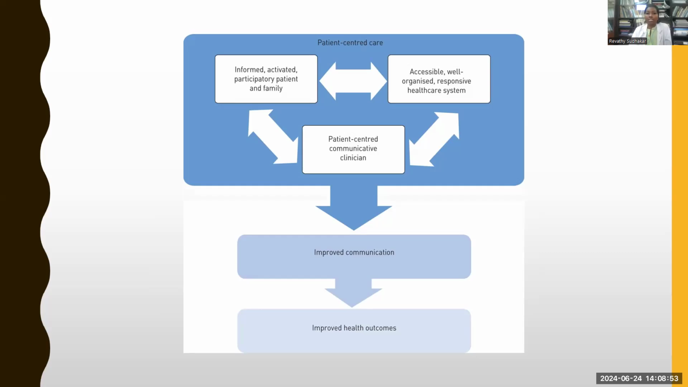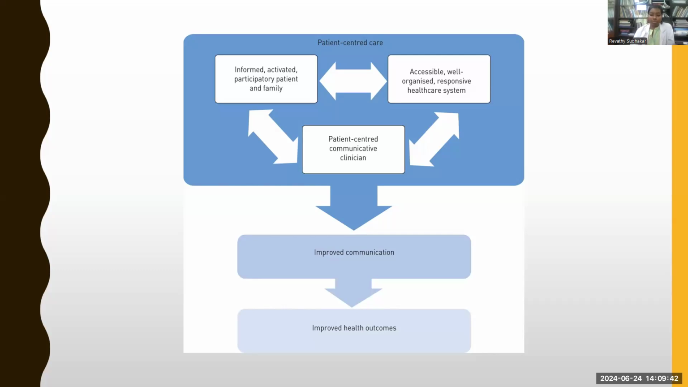So what do we call patient-centered care? Patient-centered care gets fulfilled when we have a patient or a family who is very much informed and participatory in decisions. Meaning, when a patient is completely aware of what is going on with him or her, and is given space to voice what they want. Another component is a very responsive and organized healthcare system. And the third component is a patient-centered communicative clinician, meaning a clinician who is ready to answer and address the concerns raised by the patient.